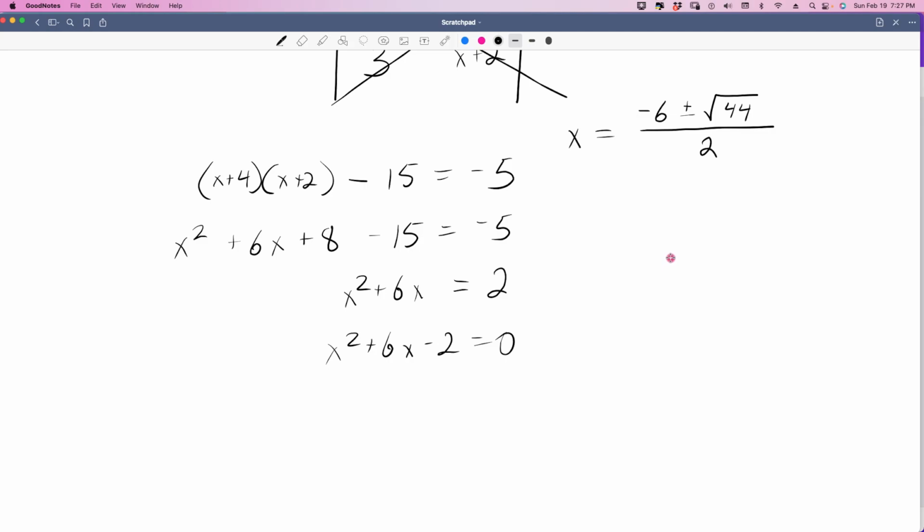All right, so let's see if we can reduce this. Well, I know that this is 4 times 11, right? 4 times 11 is what 44 is. So I can bring that 4 out and make it a 2. So then this would become 2 times the square root of 11. And everything here is divisible by 2. So x would be equal to negative 3 plus or minus the square root of 11. And that is correct. That's our answer.